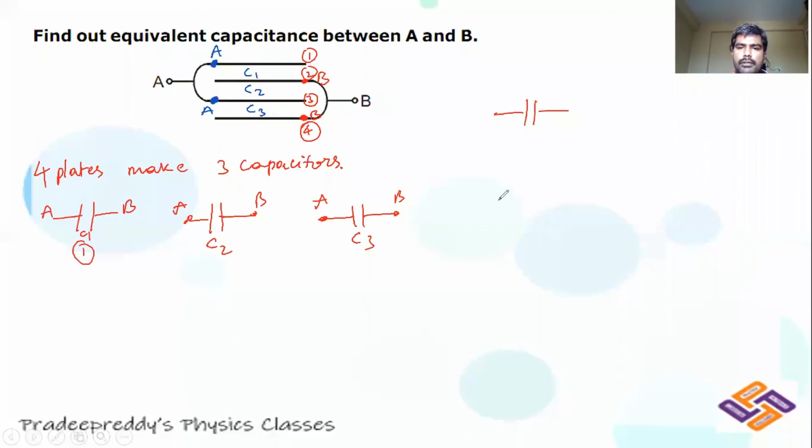All these are connected to one terminal. Let me call it A. All these are connected to another terminal. Let me consider it as B. Of course, all these areas are the same and the length is the same.